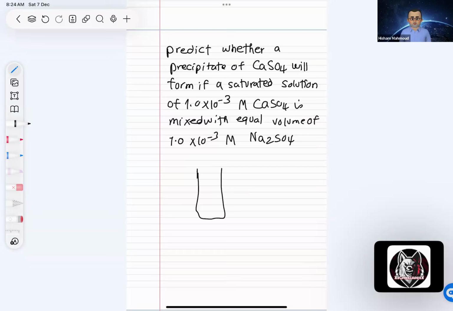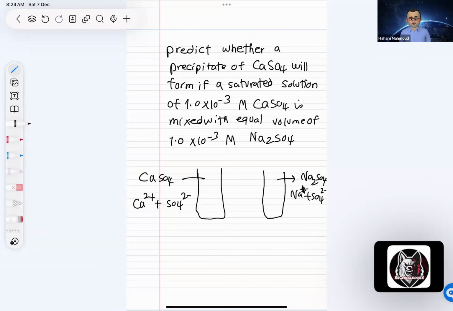It contains calcium and sulfate ions, contains CaSO4, calcium ions and sulfate ions. This is the second test tube. It contains sodium sulfate, so sodium ions and sulfate ions. How many moles are there? I don't have a number of moles. I don't have a volume to get their moles. But last time we said I will imagine that I have the volume of 1. So let's imagine that I have a volume of 1 liter and 1 liter. Let's say like that. So number of moles of calcium is equal to C multiplied by V.